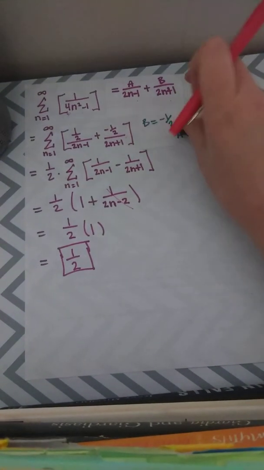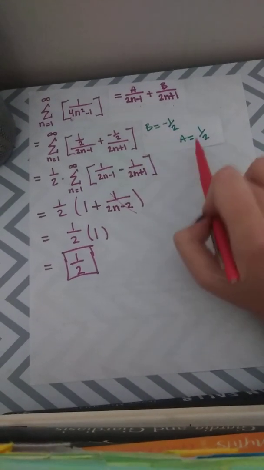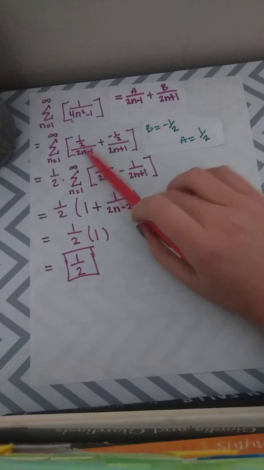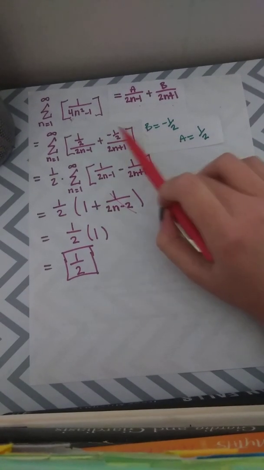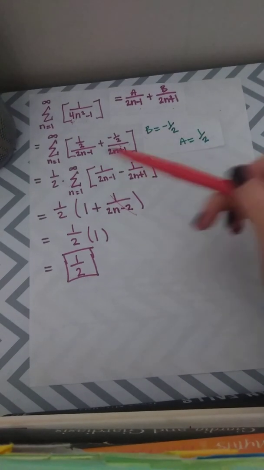Now that I have my terms, I can just plug them in like the format suggests above. I take my 1/2 and put it over the first fraction. I take my negative 1/2 and put it over the second fraction. And that leads us to our third step.